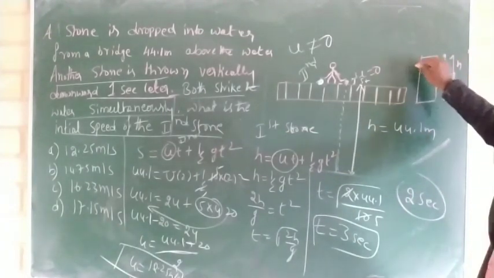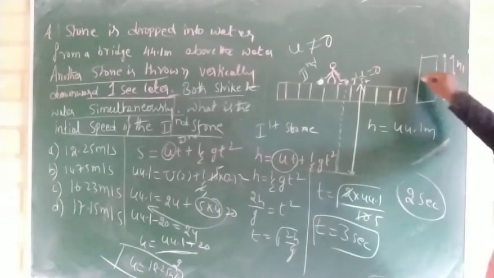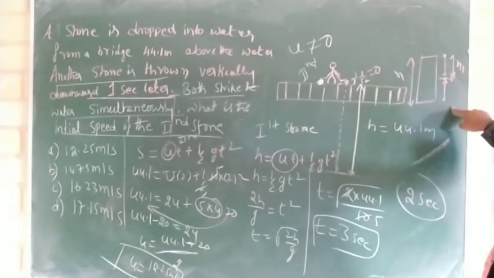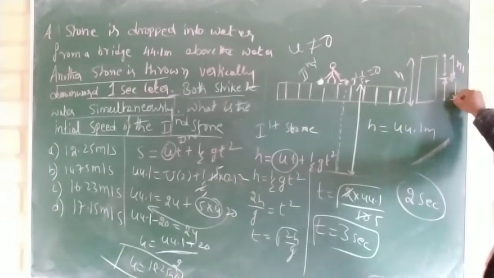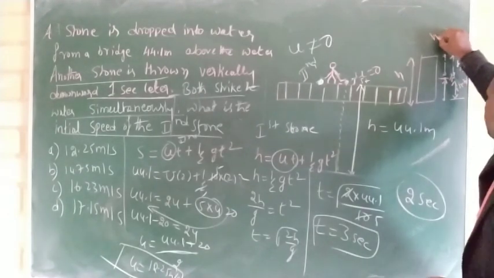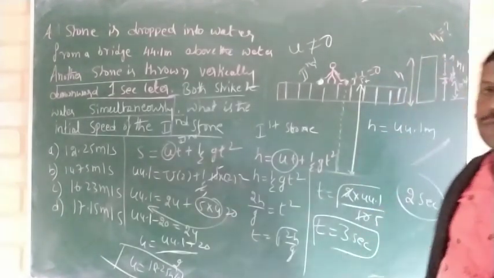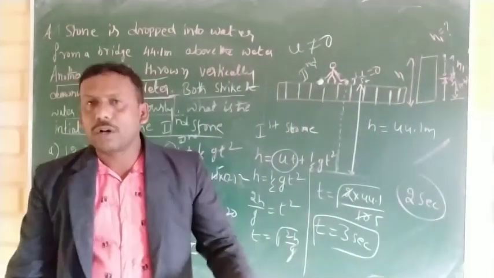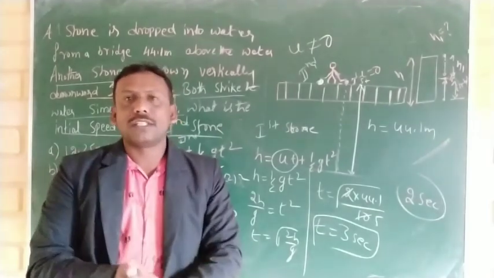We call this H1. Total height of the tower is H. This distance is H minus H1, and this distance is H1. We have to calculate H1 is equal to question mark. There are 4 options. Work it out at home. Find out which one is the correct answer.